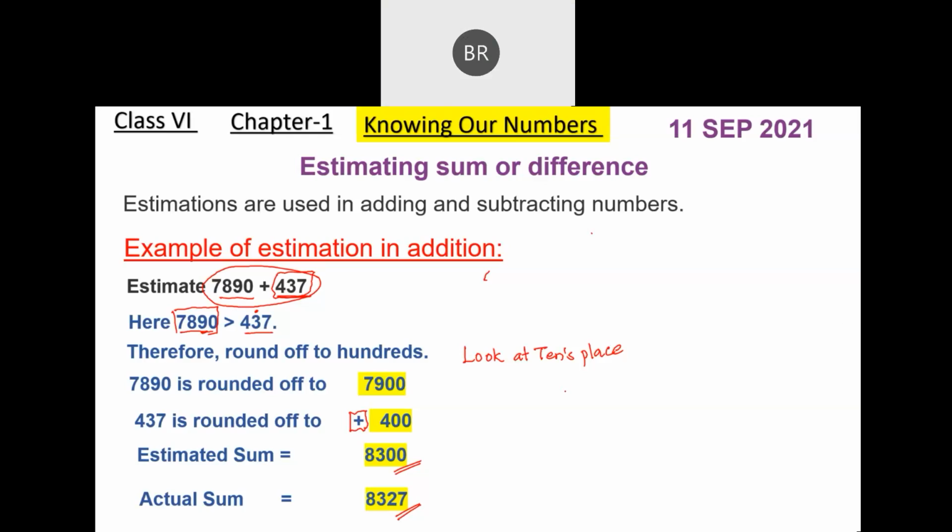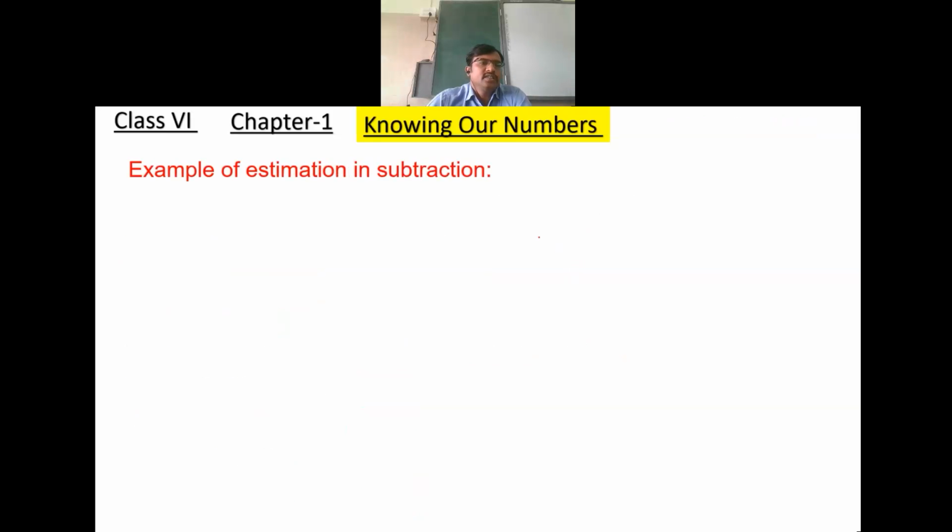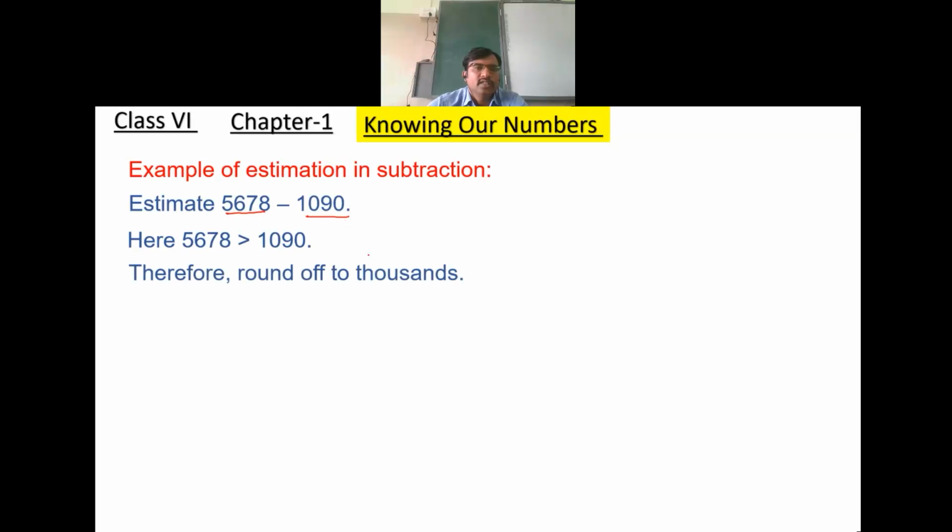We shall take up another question wherein we will do subtraction. Now we will estimate the subtraction. Here is a question. Estimate 5,678 minus 1,090. Both these numbers have 4 digits. When both the numbers are 4 digits, look at the number 5,678. It is larger than 1,090. So we will round off to the nearest 1000, since both have 4 digits.